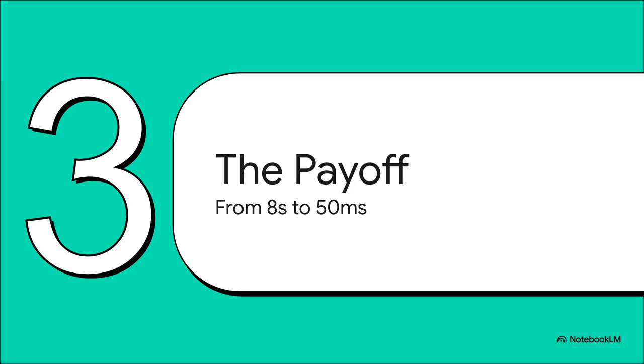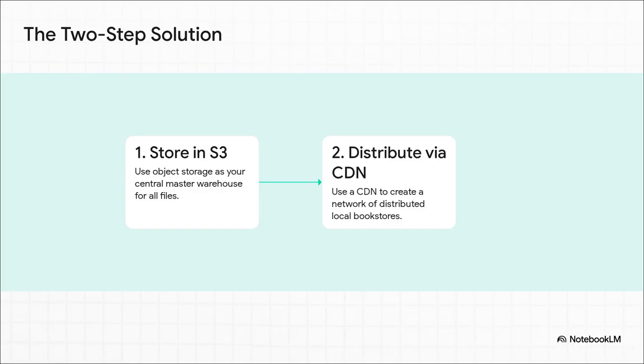What are the real-world results? Well, they are nothing short of incredible. At the end of the day, it really all boils down to this simple 2-step solution. Step 1, you move all your images and big files into an object storage service like S3. That's our master warehouse. Step 2, you put a CDN, like Amazon CloudFront, in front of it to act as all your local bookstores. That is literally it.